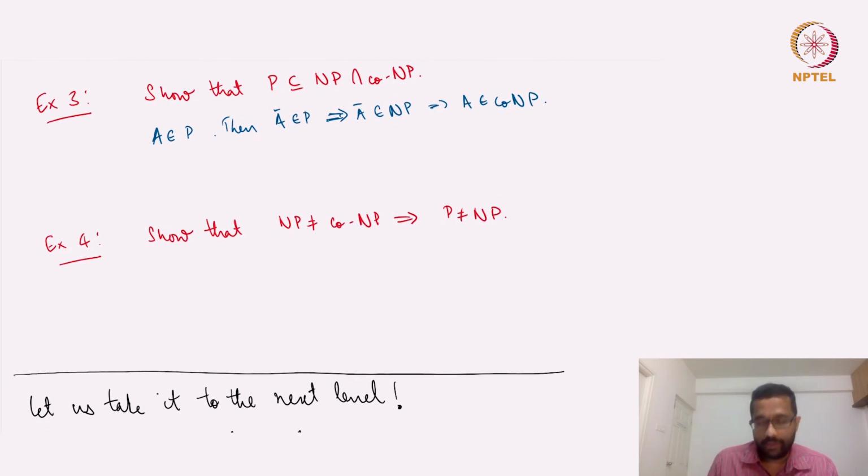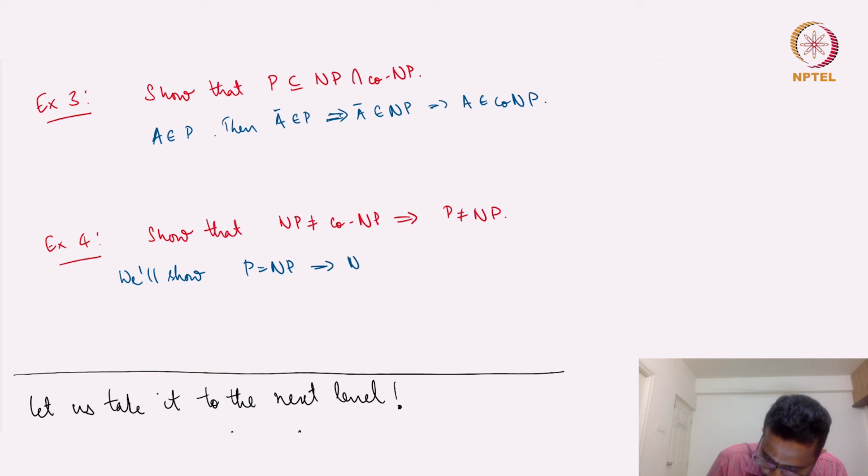Finally, if NP and co-NP are distinct, show that P and NP are distinct. This seems like a tricky question, but it is easy once you see it in the contrapositive. Instead, what we will show is that P equal to NP implies NP equal to co-NP. I think this is easier to show, so you can think about this.